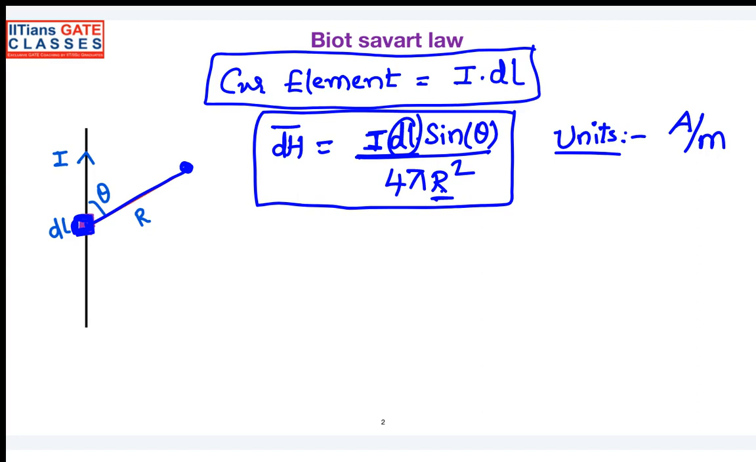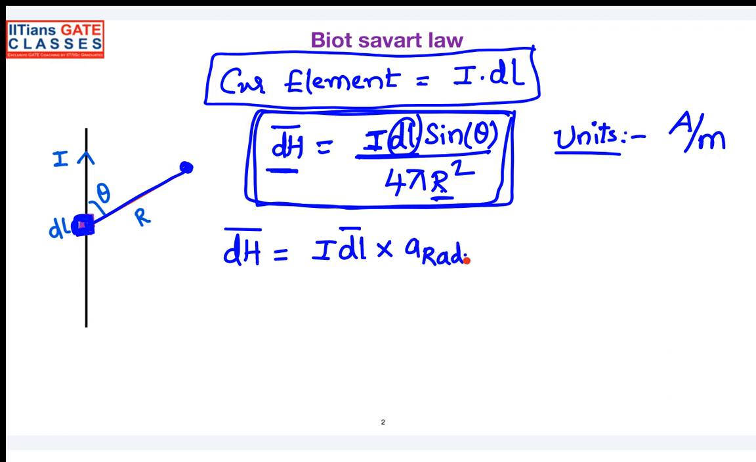For better understanding, I will rearrange this equation in terms of vectors. You know that this differential magnetic field is a vector. So I will write the differential magnetic field as the cross product of the current element with the radial direction, divided by 4 pi r square.